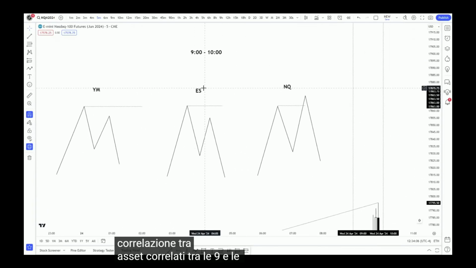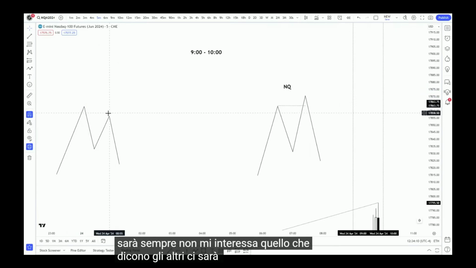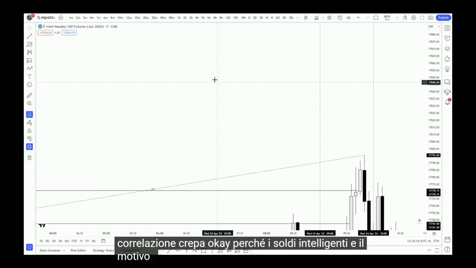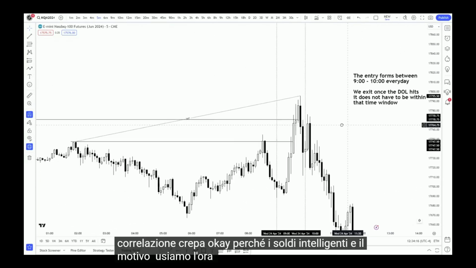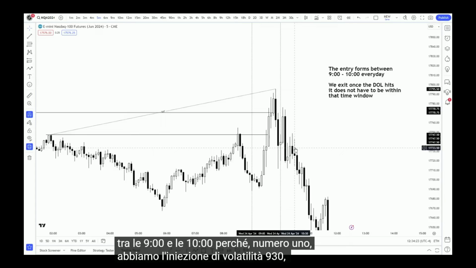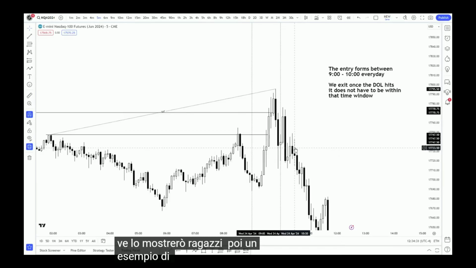Between 9 to 10 o'clock, I don't care what anyone says, there will always be a cracking correlation, okay? Because of smart money, and the reason that we're using this 9 o'clock hour, between 9 and 10 o'clock, is because number one, we have the 9:30 volatility injection. Smart money is always trading at this time. That is why I love this time window. And I'm going to show you guys next an example of me using this model live.